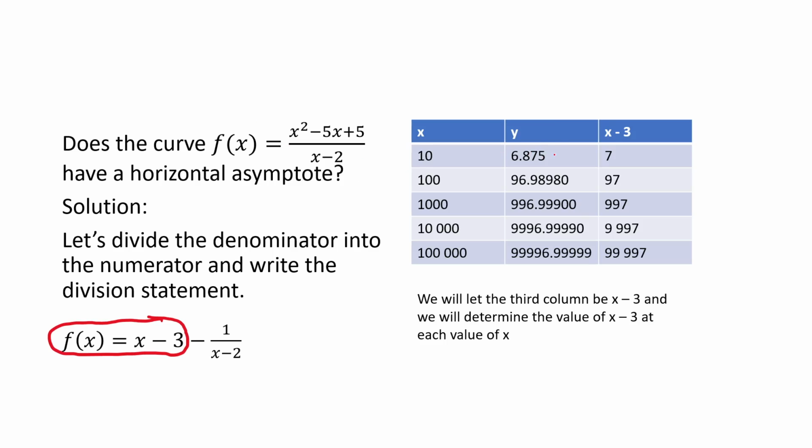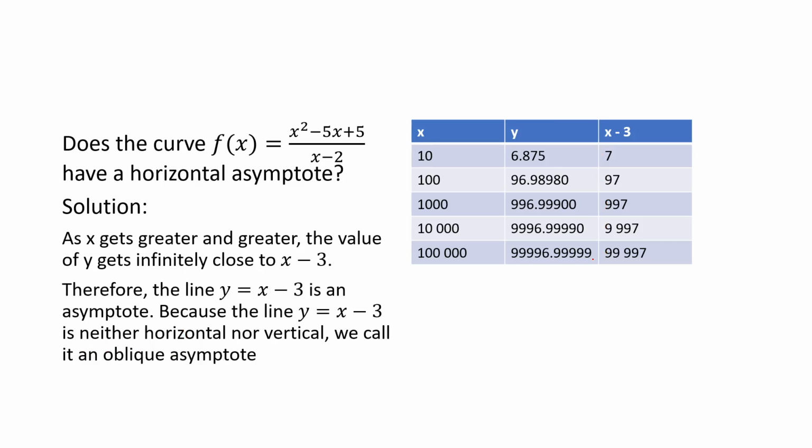Well, look at this. 6.875 is pretty close to 7. And then 96.9898, that's even closer to 97 than the first one was to 7. And then these two numbers are even closer together than the last two numbers were. And then these two numbers are even closer together than those numbers were. And these two numbers are so close together. It's unbelievable. So as x is getting bigger and bigger, the y value is getting closer and closer to that expression of x minus 3. As x gets greater and greater, the value of y gets infinitely close to x minus 3.